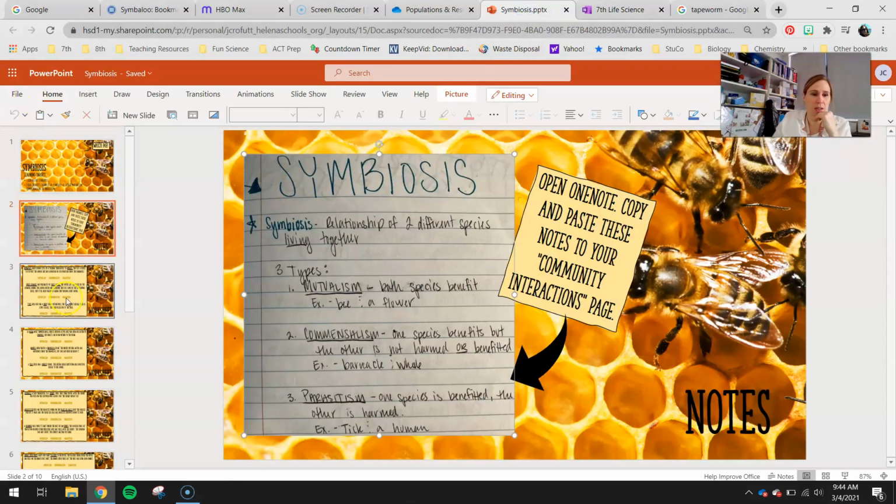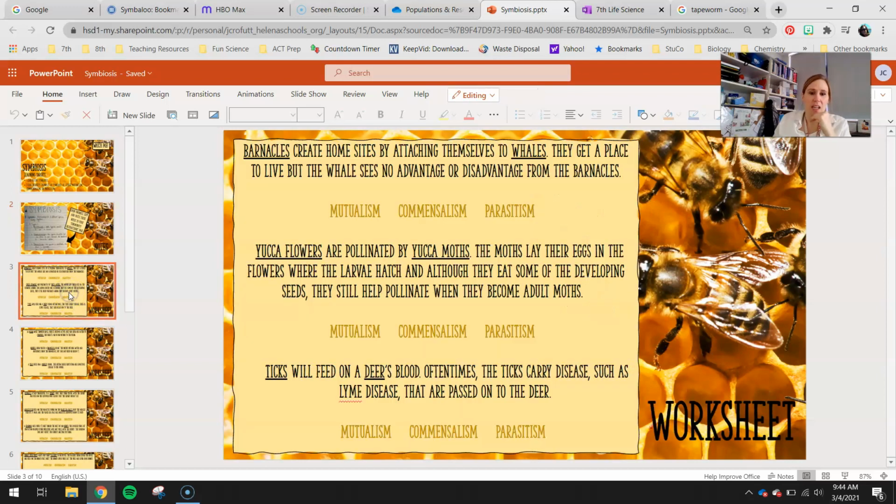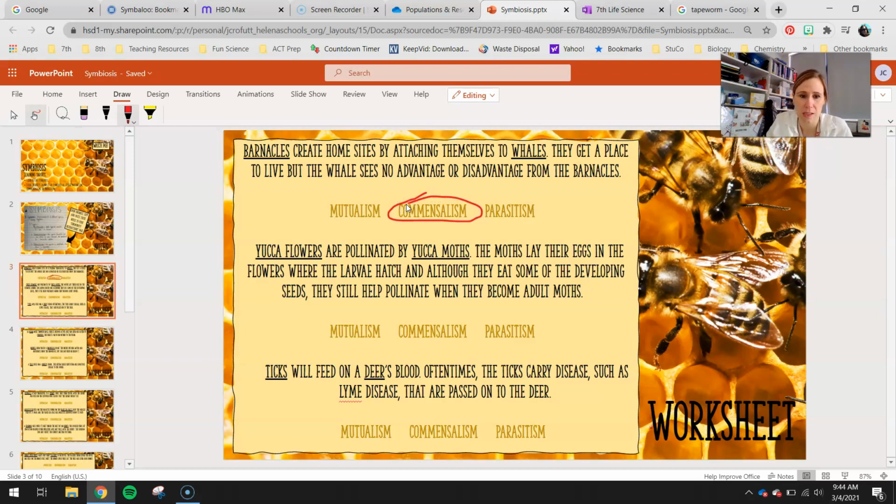All right, so moving on to your guys' worksheet or your activity for today. You guys are given 18 examples of different species living together in an ecosystem, and you guys are going to use the draw tool to circle either mutualism, commensalism, or parasitism as one of the 3 types of symbiosis to describe that relationship. So for instance, barnacles create home sites by attaching themselves to whales. They get a place to live, but the whales see no advantage or disadvantage from the barnacles. So we already know that one's commensalism. So you guys can use your draw tool to circle commensalism.